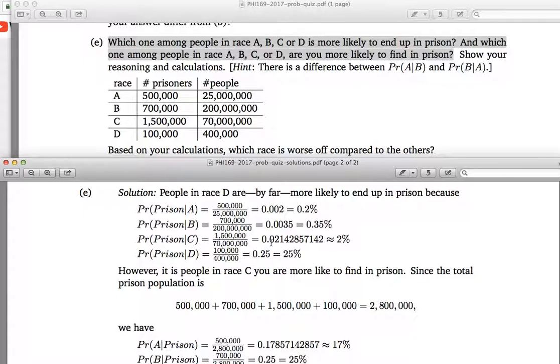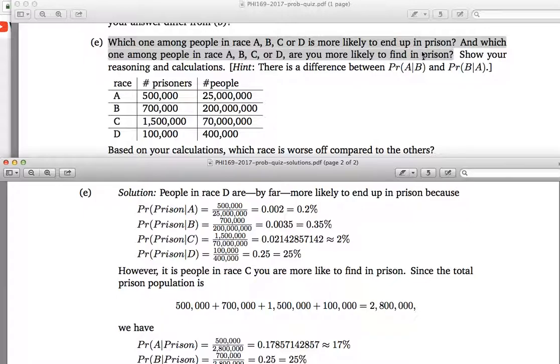I hope I did the division correctly, but you should always double check. Okay, so this answers the first question: which one among people in race A, B, C, or D is more likely to end up in prison? So the question is, suppose that you are of a certain race, and given your race or ethnic group, how likely are you to end up in prison?